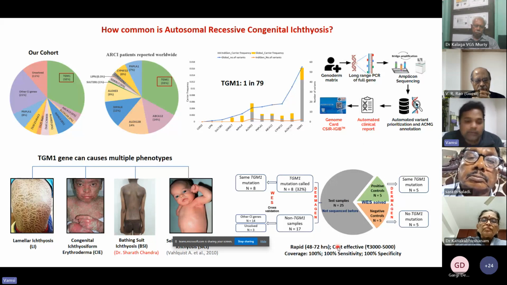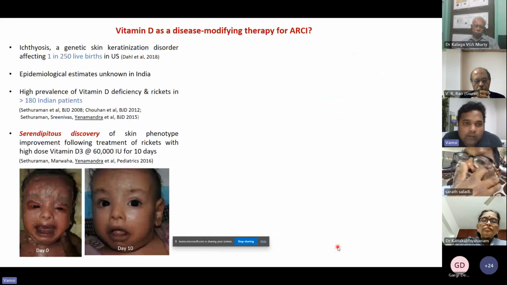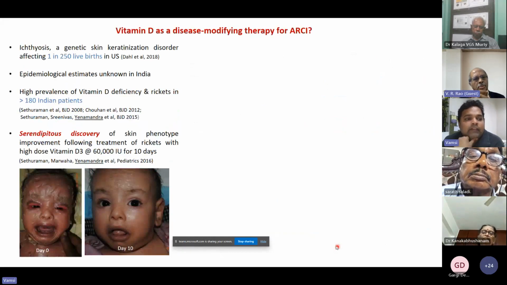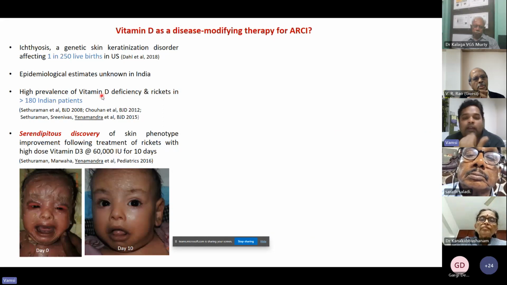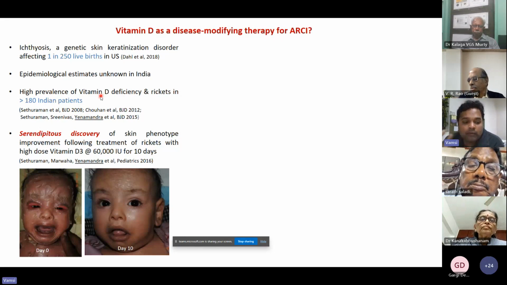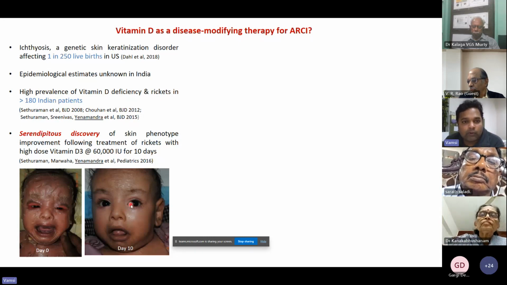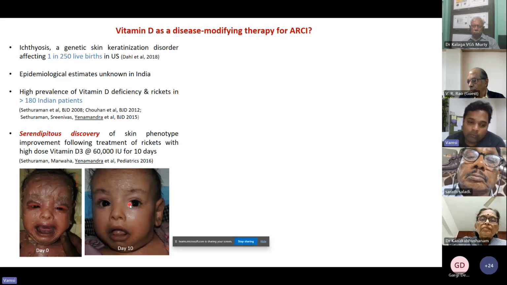And this, we think, can go into the market, and it is cheaper and readily accessible to every practicing clinician. Why this becomes important is because during our initial study with Professor Sethuraman, he identified that there was high vitamin D deficiency in these patients. When we treated them with high dose vitamin D, there was a serendipitous discovery that the skin normalized in them. We gave 60,000 international units, and the skin normalized, including the ectropion. Why did it normalize? We never knew.